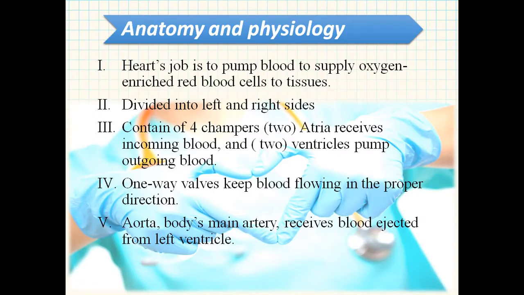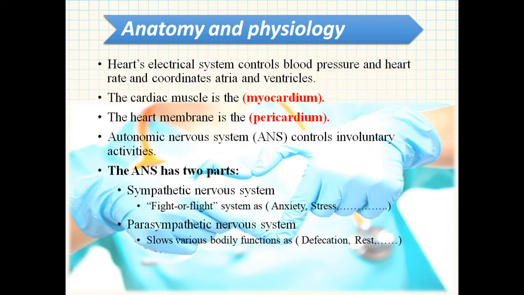First, anatomy and physiology. The heart's job is to pump blood to supply oxygen and red blood cells to tissues. It is divided into left and right sides and contains four chambers: two atria receive incoming blood and two ventricles pump outgoing blood. One-way valves keep blood flowing in the proper direction. The aorta, the body's main artery, receives blood ejected from the left ventricle. And the heart's electrical system controls blood pressure and heart rate and coordinates the atria and ventricles.